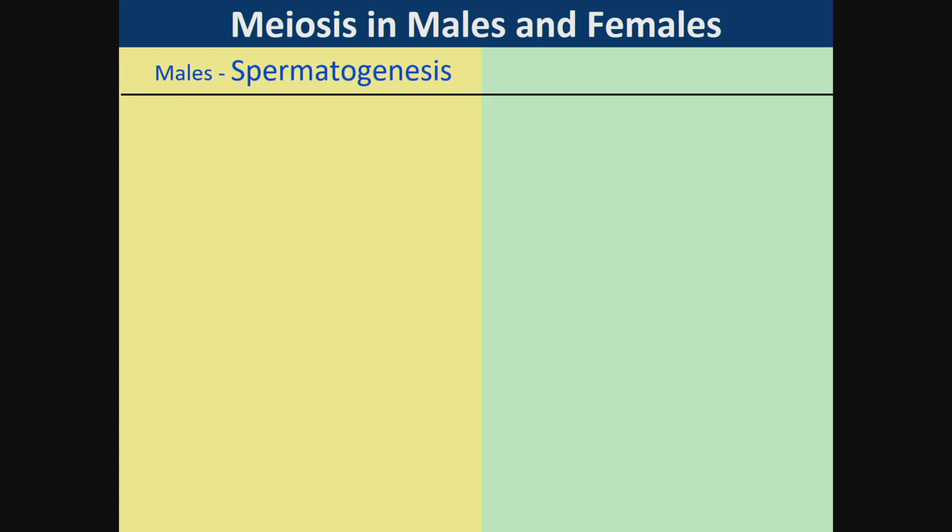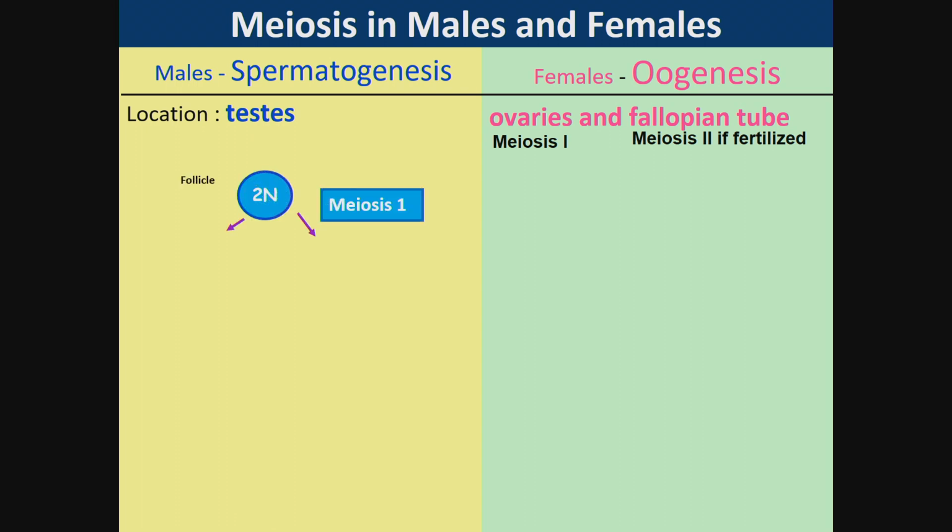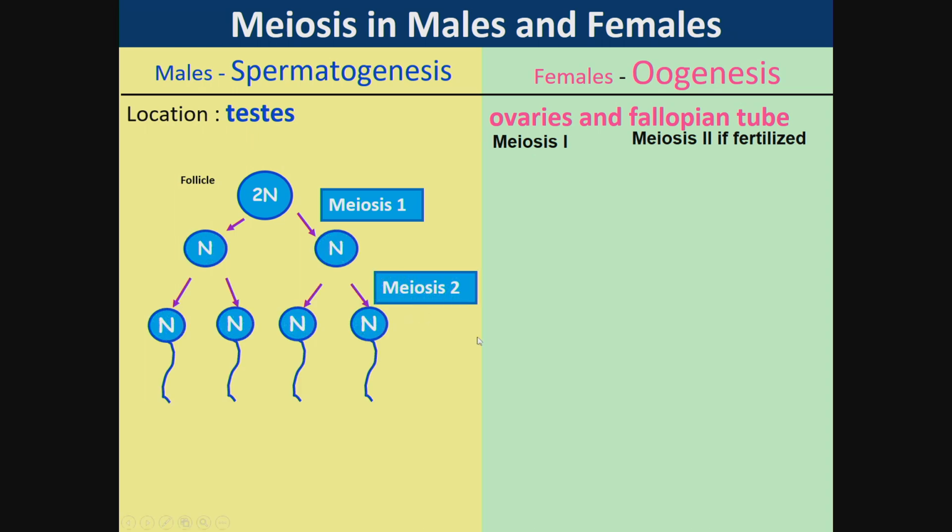So there's 2 types of meiosis. In males, it is spermatogenesis. In females, it is oogenesis. It is located in the testes in males and in the ovaries and fallopian tube in females. Remember, meiosis 1 occurs in the ovaries and meiosis 2 only if fertilized. So we start out with a 2N follicle, which divides during meiosis 1 to produce 2 smaller 1N cells, and then finally 4 sperm.